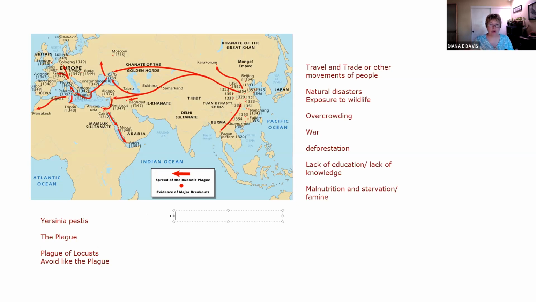So we've mentioned most diseases tend to affect the young, the elderly, and the less healthy. And they're more likely to affect the poor than the wealthy classes. Plague, kind of like the 1918 flu, strikes down young, healthy adults.